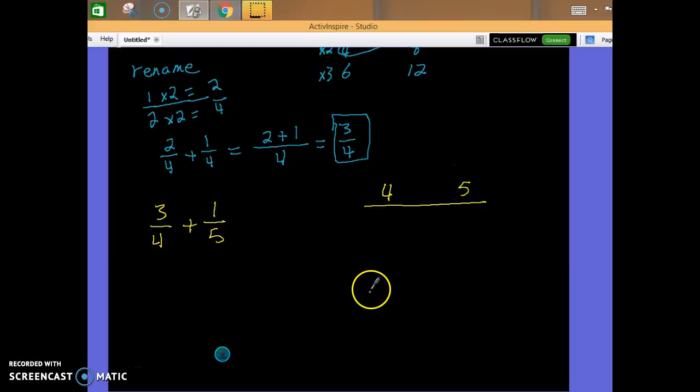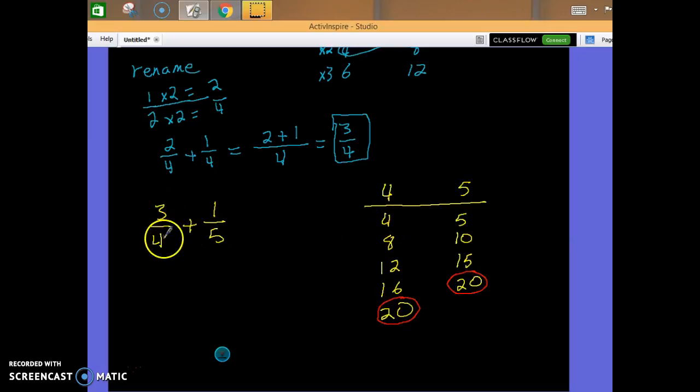And I'm just going to write down the multiples of 4. So we have 4, 8, 12, 16, 20. And then multiples of 5. We've got 5, 10, 15, 20. Oh, we found something that repeats. 20 is our least common denominator.